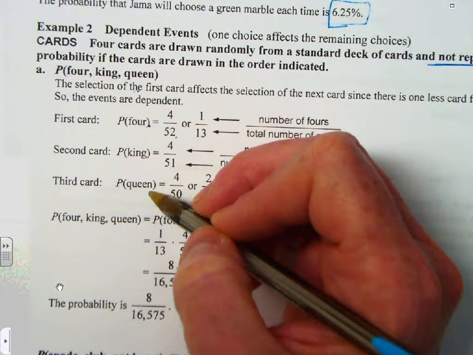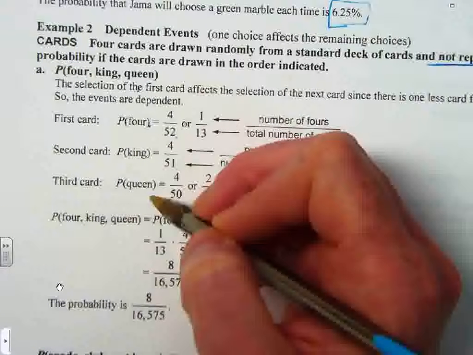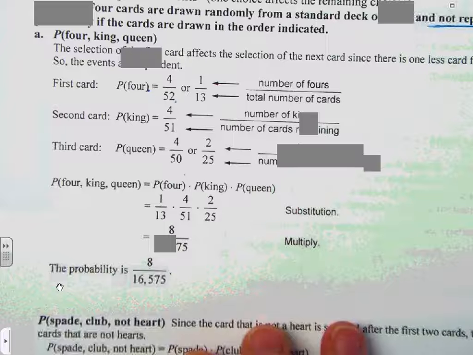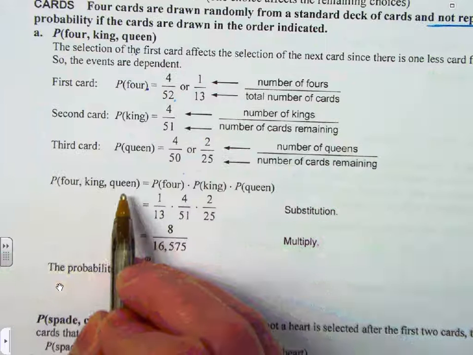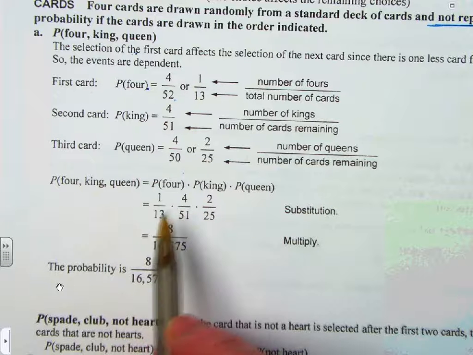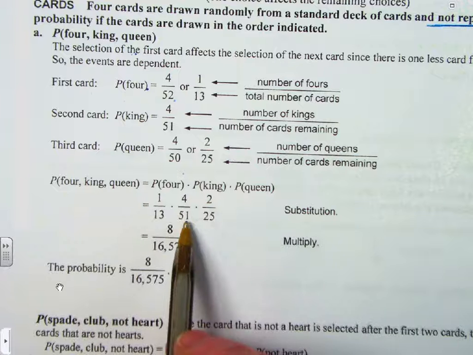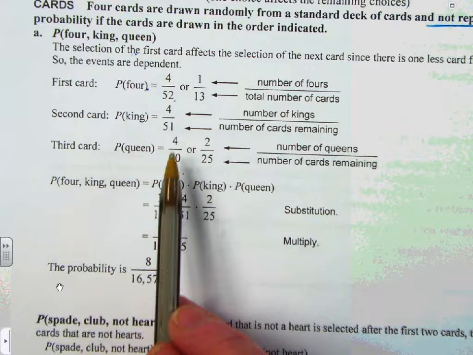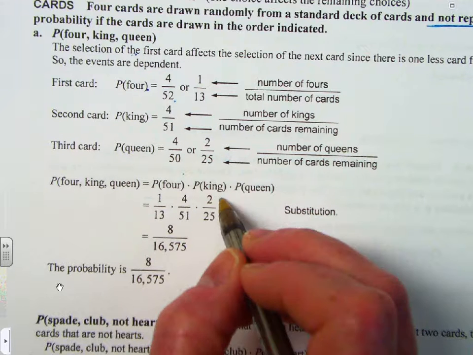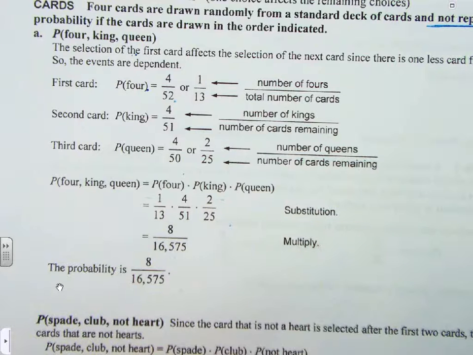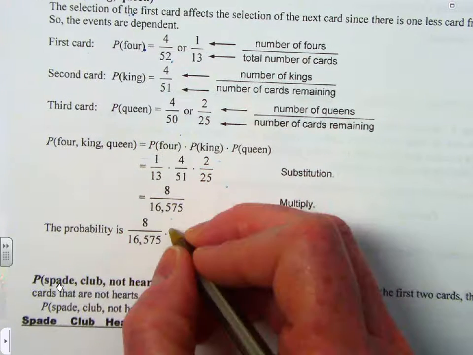All right. Here's where you're assuming you really did get what they are hoping you get. Now we're going to multiply those 3 values together and then turn it into a percent. So the probability of choosing a 4, a king, and a queen in that order would be 1 out of 13 when you simplify the fraction, which you didn't have to do, 4 out of 51, and 2 out of 25. Once again, they simplified the fraction, but you don't have to. You're going to multiply straight across. The numerators get multiplied together, the denominators get multiplied together, and you get 8 over 16,575. Turn that into a percent for me.